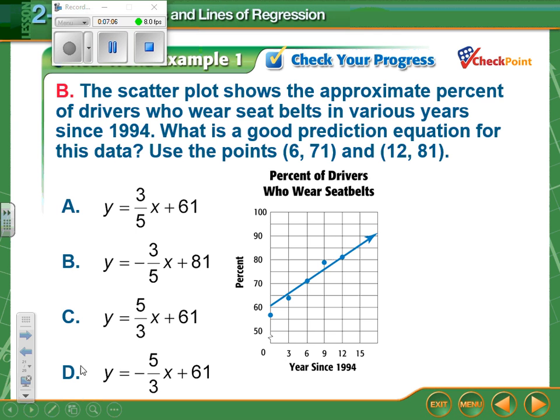We look over here at our answer choices. We've got B and D both having negative slopes. We can eliminate those choices right away. So whatever we get, 81 minus 71 over 12 minus 6, that would be either 3/5 or 5/3. If you do it right, you should get 5/3. If you put the wrong ones on top, you get the wrong answer.